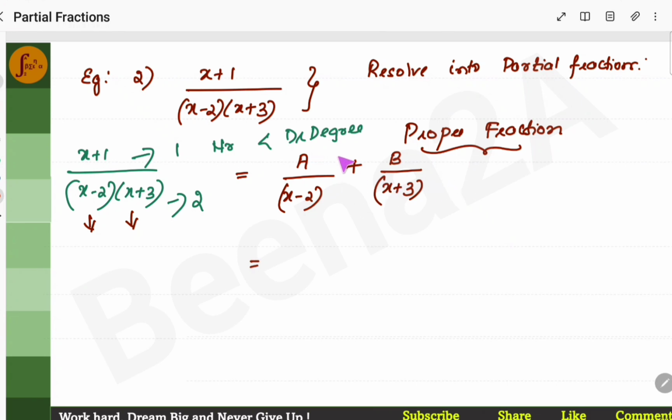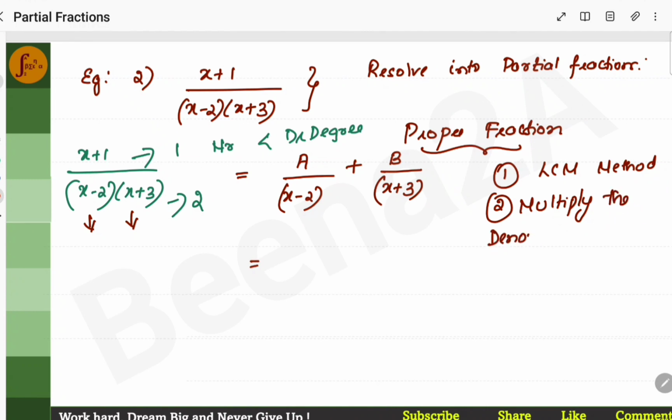Now, you have two methods to simplify this. First one is, you can use the LCM method, or second one is you can multiply the denominators. You can multiply the denominators on both sides like this. So you take this denominator. What is the denominator? X minus 2 and x plus 3. You multiply this x minus 2 and x plus 3 on both the sides like this. So we'll take x plus 1.